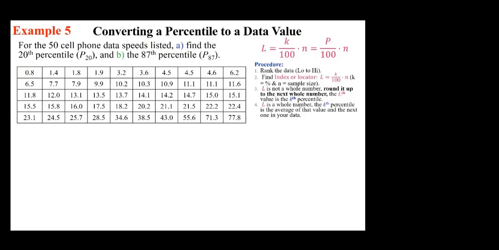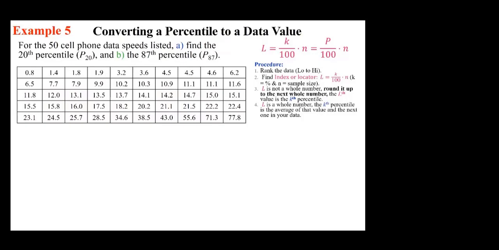And if L is not a whole number, round up. If it's 2.1 or 2.9, it makes no difference. You go to the next number, which is number 3, the third one. So if it's not a whole number, 14.1 or 14.5 or 14.7, you go up to the next one. That's the idea. If it's a whole number, the K percentile is the average of that value and the next one in your data. So this is the methodology. Again, this is something that statisticians have come up with. They don't agree on that 100%.